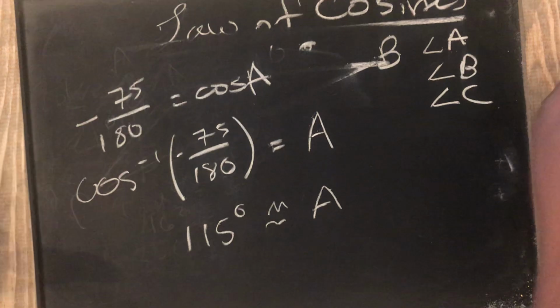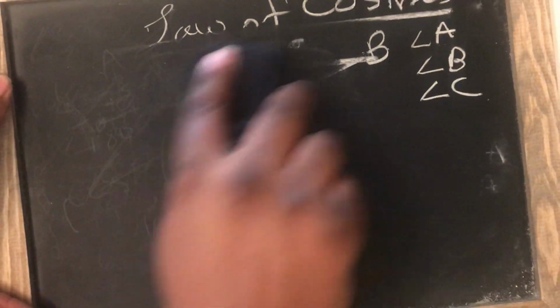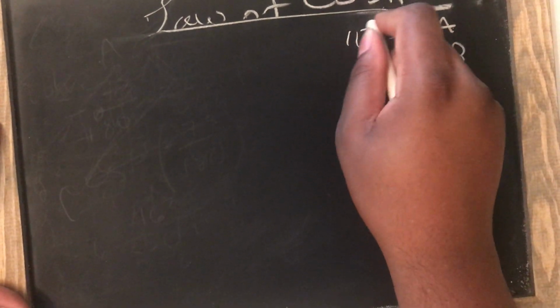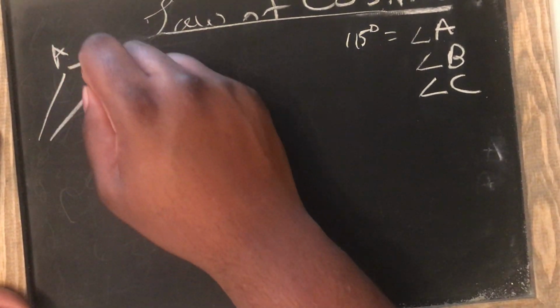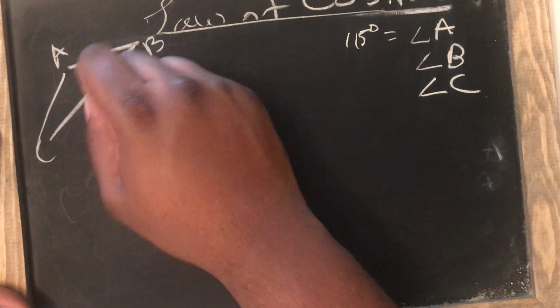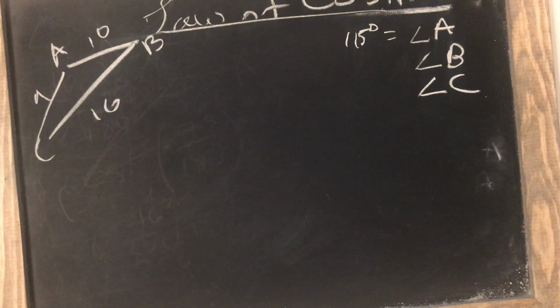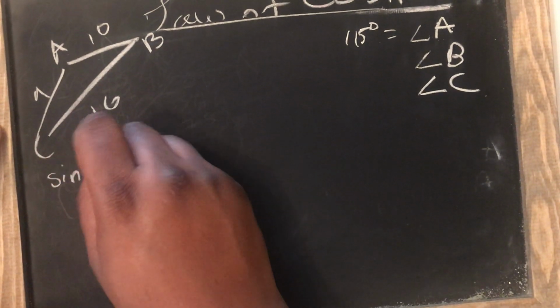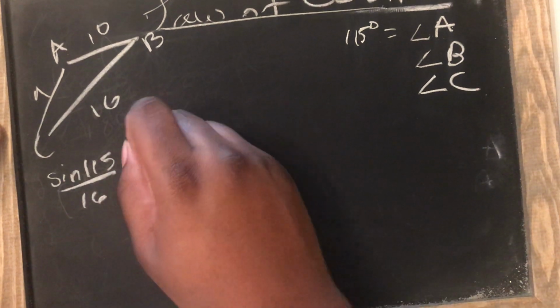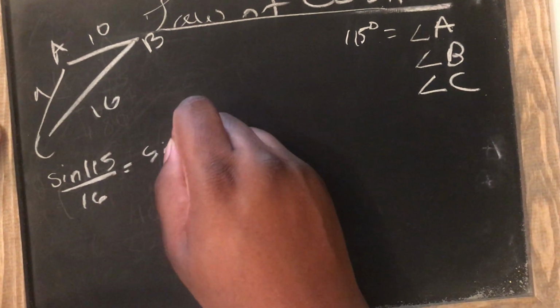Now, I know that was a lot, but it's easier now that we've got 115 degrees for A. We can do the rest of them using the law of sines. That makes our lives a whole lot easier. So we know A is 115 degrees. Going back to our little diagram, this is A, this is C, this is B, 16, 9, and 10. I'm going to use the law of sines to find B. So I know A is 115, so I can say sine 115 over 16 equals sine of B over 9.